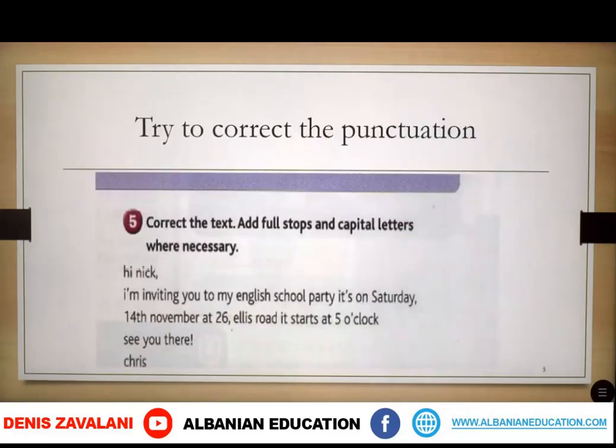Here you have an exercise, you have a short text actually, that you are going to try and correct the punctuation. I will give you a few seconds, some time to try and identify the mistakes in this text. So full stops and capital letters were necessary.